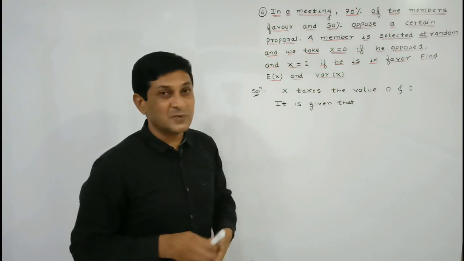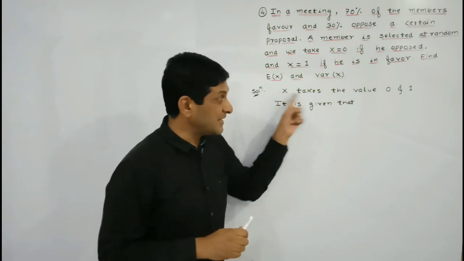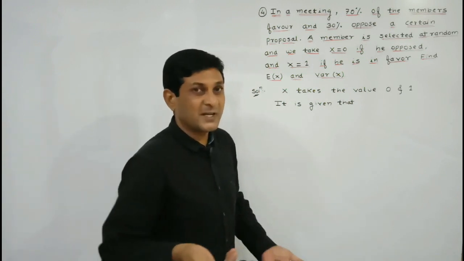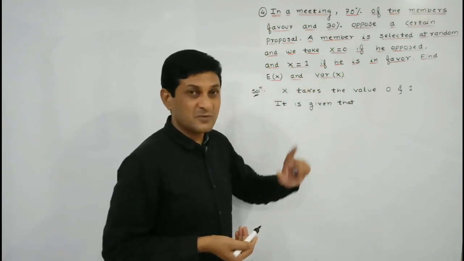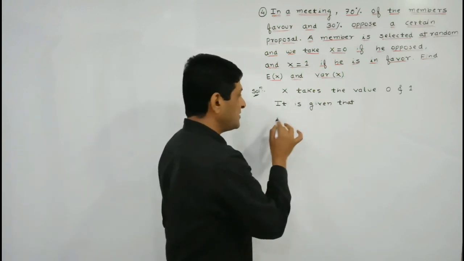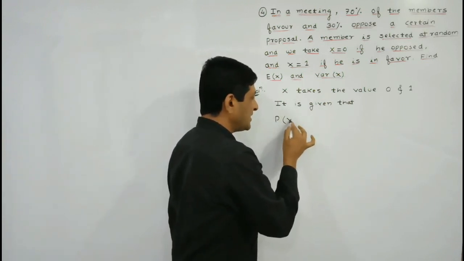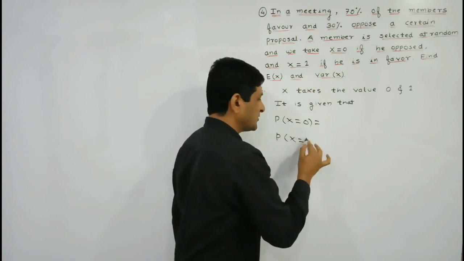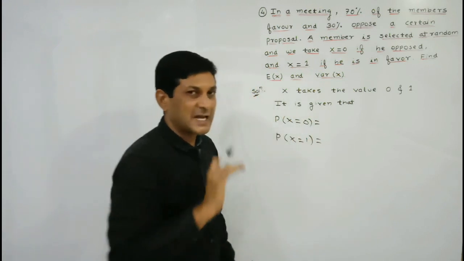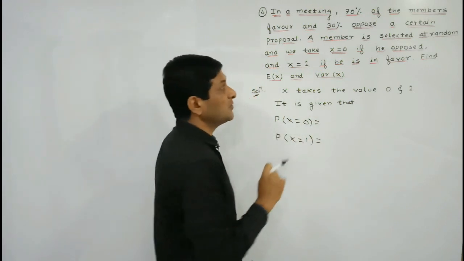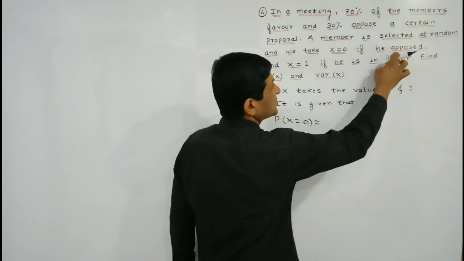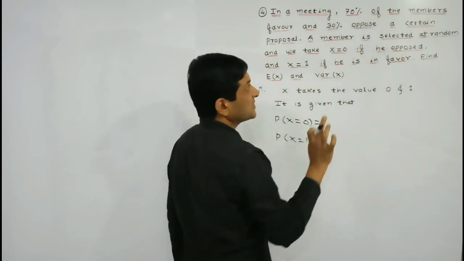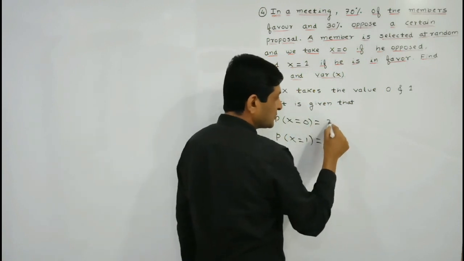So now we are finding the probability when x is equal to 0 and when x is equal to 1, from the given condition. We do not have to define the values of x because values of x are already defined. First value of x is 0, so we are finding the probability when x is equal to 0, and later on we are finding the probability when x is equal to 1. Only two values of x are given to us. x equal to 0 represents what? If he opposes the proposal, and how much percent oppose the proposal? 30% oppose a certain proposal. Means x equal to 0 is given to us.